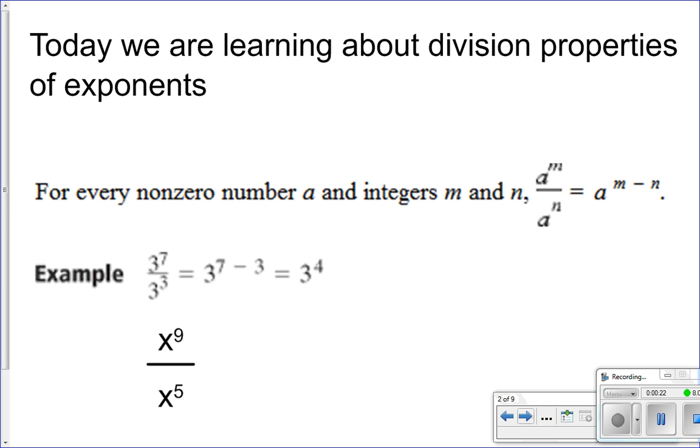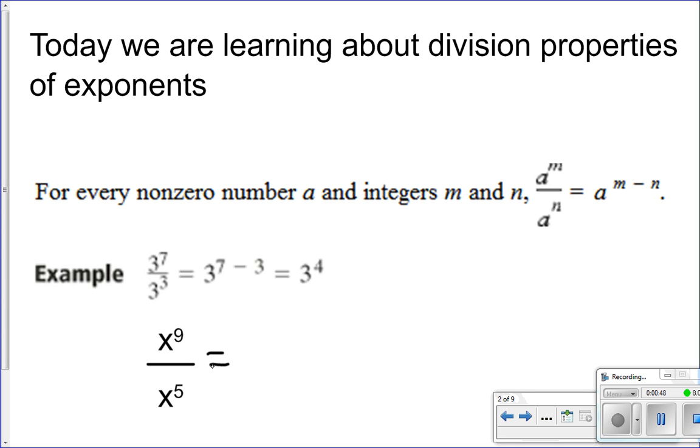Alright, so division properties of exponents. Whenever you have two numbers or two variables with the same base raised to different powers, and it's a division problem, you subtract the exponents. So, for example, I have here 3 to the 7th divided by 3 to the 3rd. Since both of them have a base of 3, I'm just going to subtract the exponents. 7 minus 3, and it gives me 4.